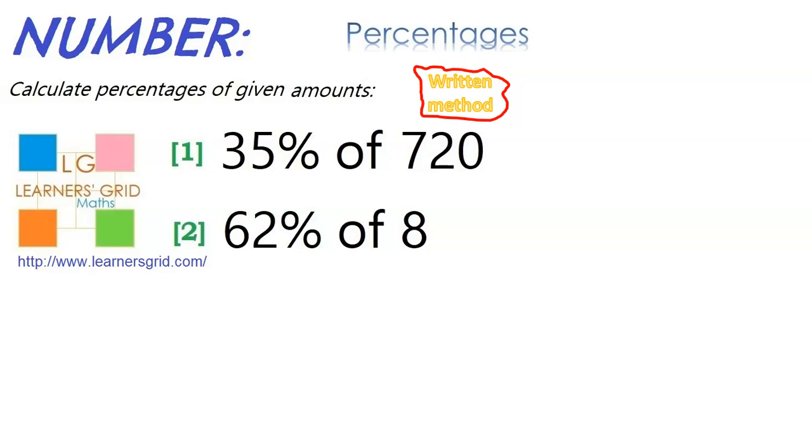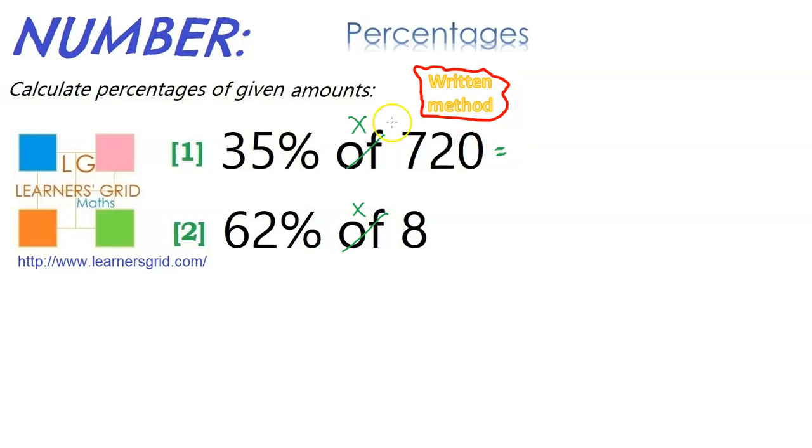In this tutorial video, we're going to be calculating percentages of given whole number amounts, and we'll be applying a written method. One of the key points to remember is that the word "of" means to multiply, okay, and from there we should be able to get these done.